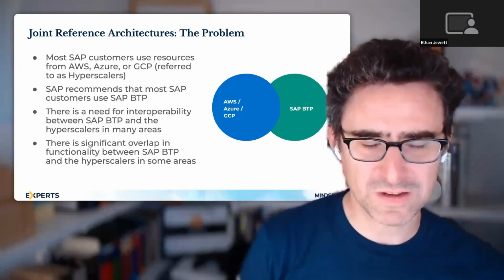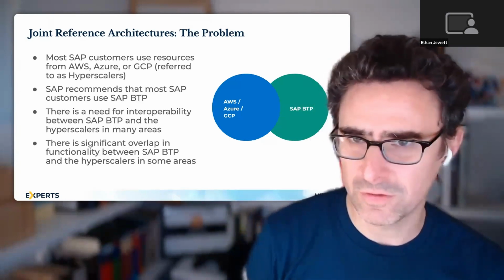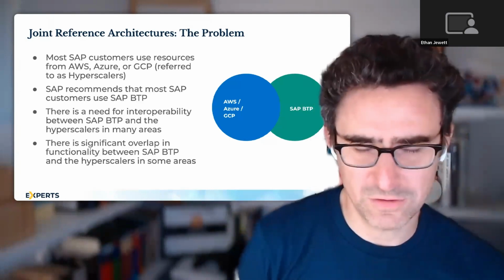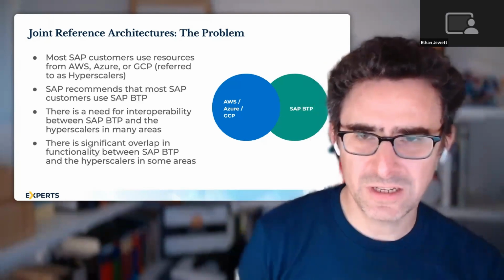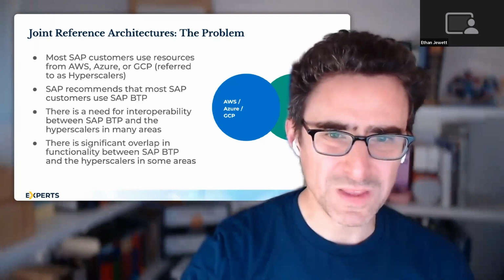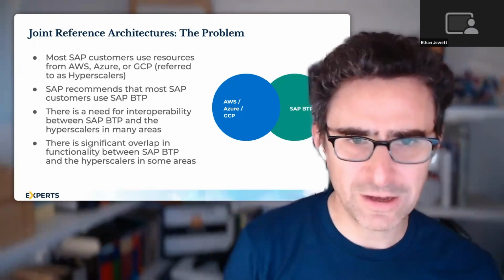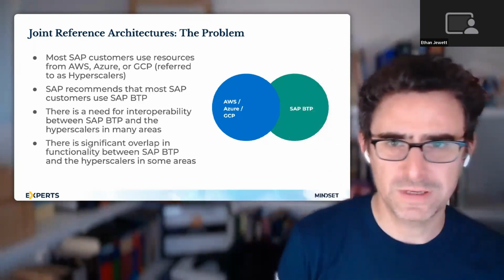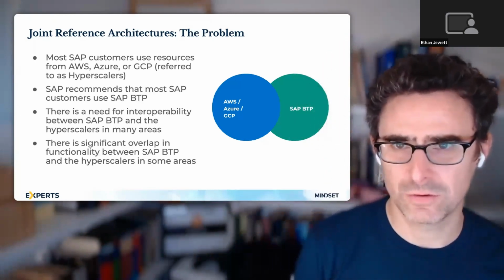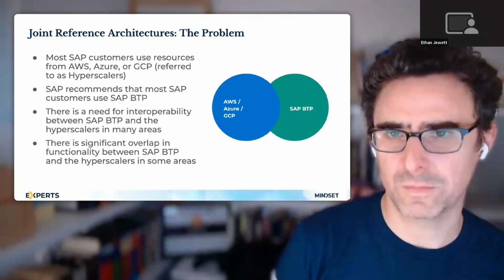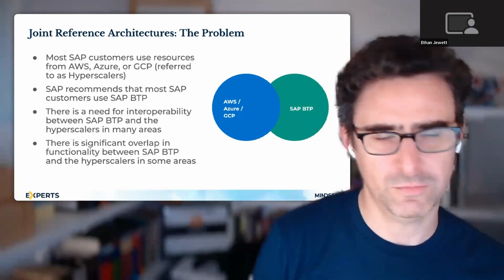And of course, because customers are all using hyperscalers, and we use hyperscalers as well, there's going to be a need for interoperability there. There's also a significant overlap in functionality between BTP and the hyperscalers. So if I need a workflow engine, do I use the BTP workflow engine or do I use the hyperscaler workflow engine?